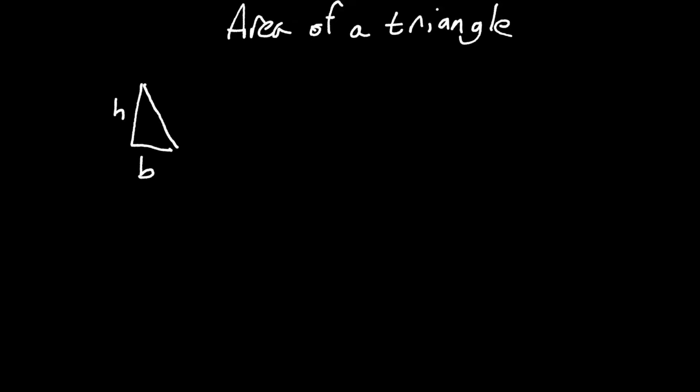In this video, we're going to find out how to find the area of any triangle. So I have a little triangle, a right triangle over here, and you've probably known for a long time that the area of a triangle, A, is equal to 1/2 times the base times the height.